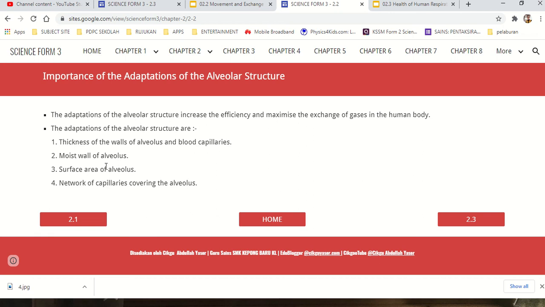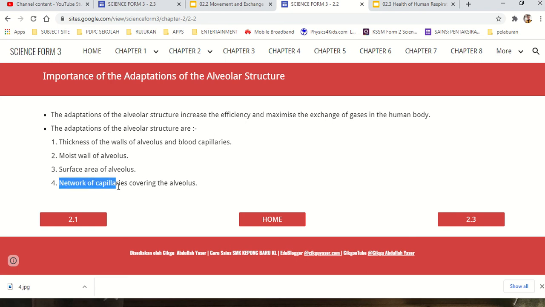Okay, and then the surface area of alveolus, of course kita mesti ada large surface area. Okay, sebab bila dia ada large surface area tu tadi, apa yang akan berlaku adalah dia akan senang untuk the gas exchange. That's why kita perlukan large surface area. Okay, so to ensure the process of gas exchange tu tadi lebih banyak.